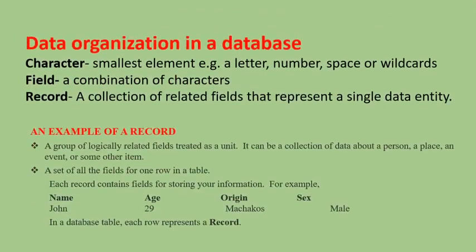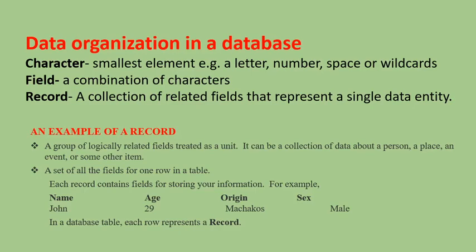Then let's look at data organization in a database. How is data organized in a database? First of all, you should start by knowing the smallest character that can be fed or stored in a database. Therefore, you start with the character. A character is the smallest element, for example, a letter, a number, a space, or a special character or wildcard. You also have a field. A field is a combination of characters. Therefore, we are starting from the smallest to the largest, and the largest is a record. A record is a collection of related fields that represent a single data entity.